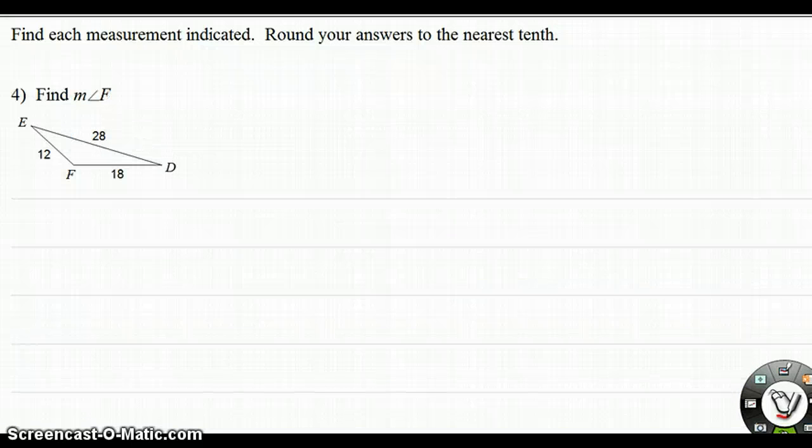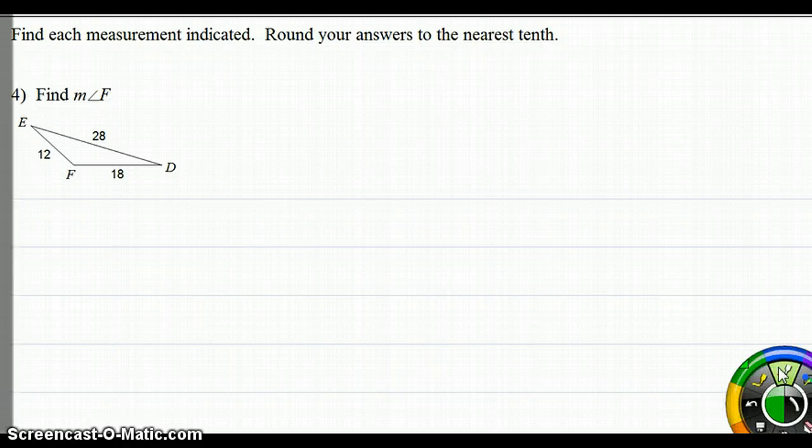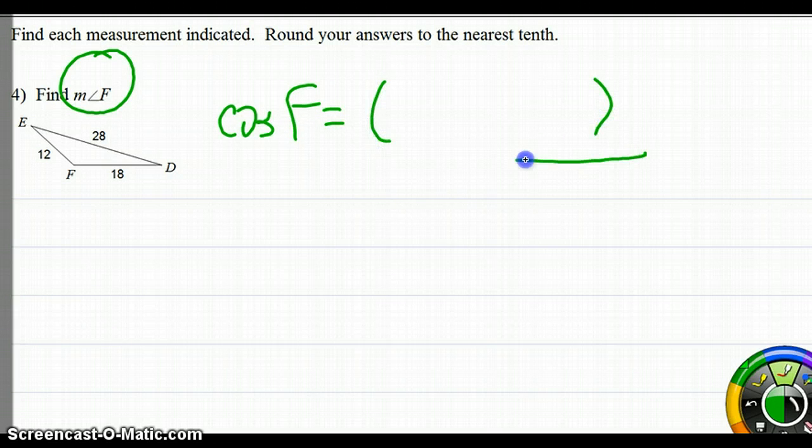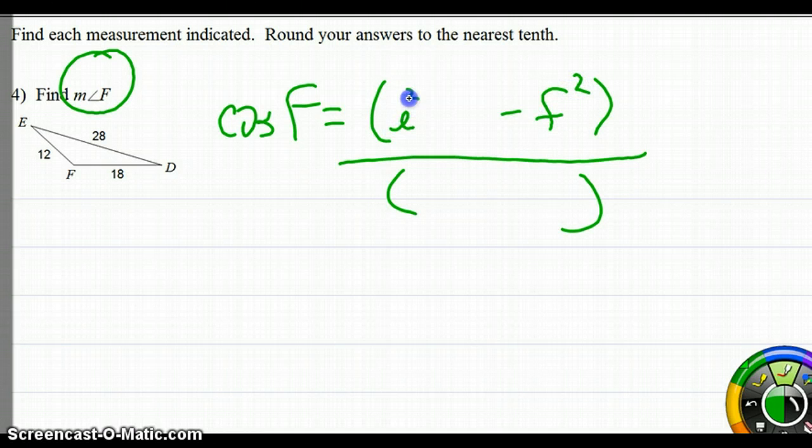I've done another example that talks about triangle DEF. Let's see what we have first. We want to find F. So let's set up the cosine of F because that's the angle we want to find. How do I set up my formula? The F leg is the one I subtract, and the other 2 legs in this case will be E and D. Those are the ones that we put into our formula.